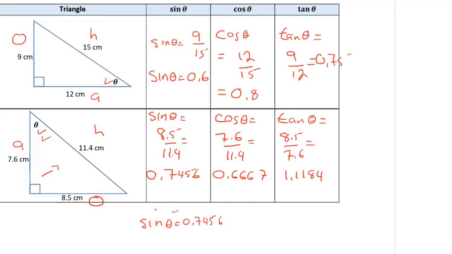To determine what theta is, we have to effectively move sine over to this side, and when we do that, we end up getting theta equals sine inverse of whatever the ratio was. So sine inverse of 0.7456. And we can use our calculator to calculate this value. Let me show you how to do that.